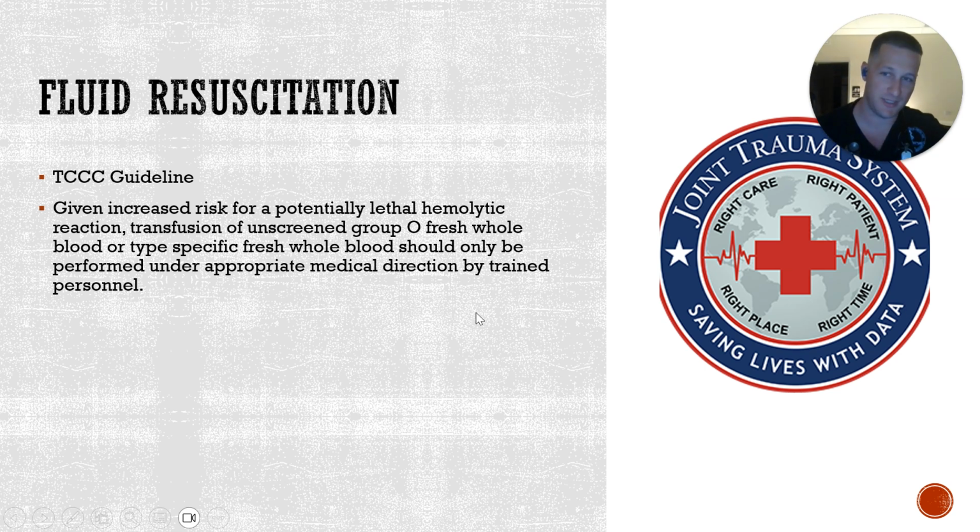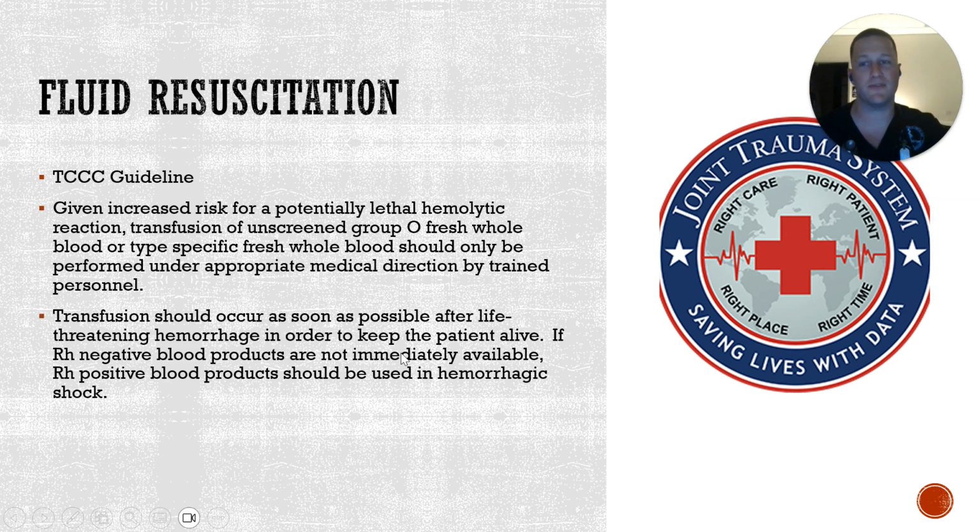So just be safe. If you're going to give somebody a transfusion, it should occur as soon as possible after life-threatening hemorrhage. If you're going to save them, don't wait till they're almost dead to save them. Save them before they're almost dead. Okay? If Rh negative blood products, that just means O negative. Don't get confused by the Rh. Some people get confused by that. It just means negative: O negative, B negative, whatever. If O negative blood products are not immediately available, you can give them O positive. That's fine. It should be used in hemorrhagic shock.